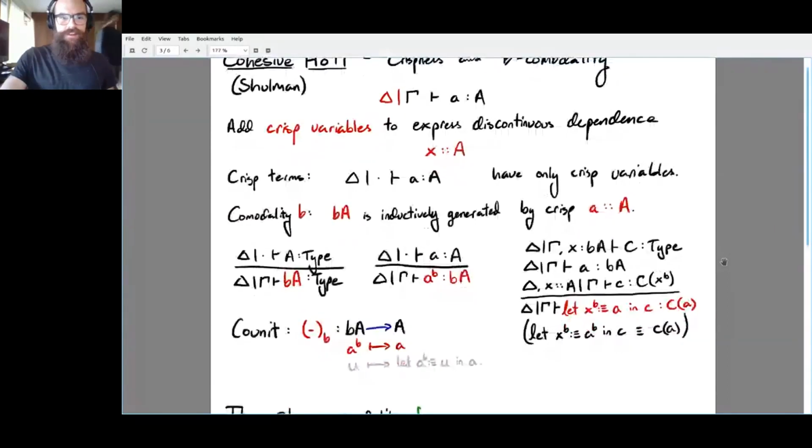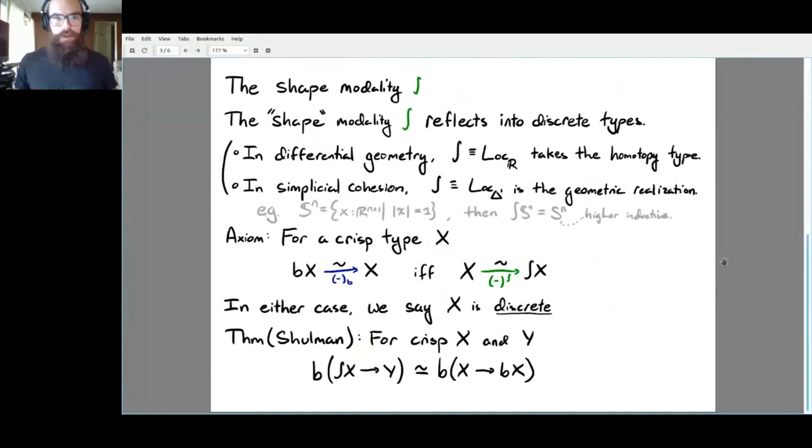All right, so in addition to the flat co-modality, we have a modality called the shape. The shape modality, we can think of as a reflection into discrete types. In differential geometry, the shape will be the localization at the real line. This will take the homotopy type of a type because it takes a path, as in a map from the real line or the unit interval, but it's better to use open things in this setting, and it will collapse it into a point. So it identifies points which have paths between them, and in fact, it identifies them by the paths between them.